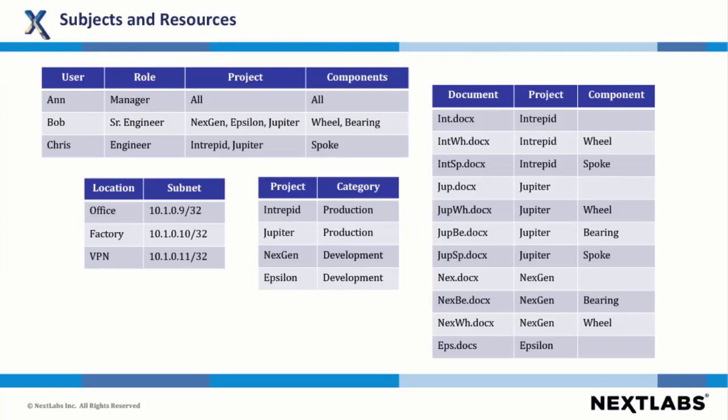This slide shows the various subject and resource attributes that will be used for the demonstration, along with a list of objects that will be used. It includes a table showing what attributes each user has, how the locations are defined, which projects are production versus development, and finally, the files that will be used along with the attributes of each.